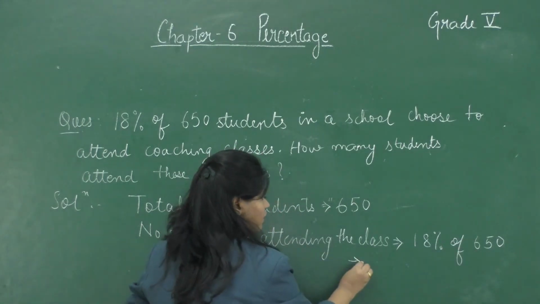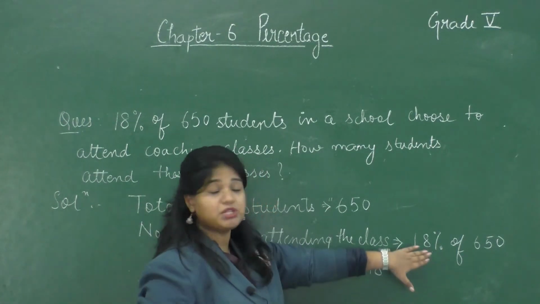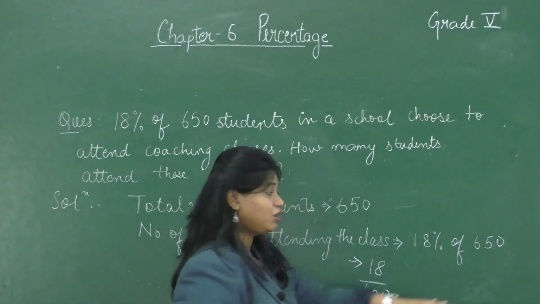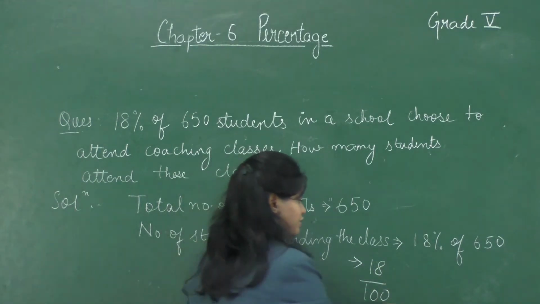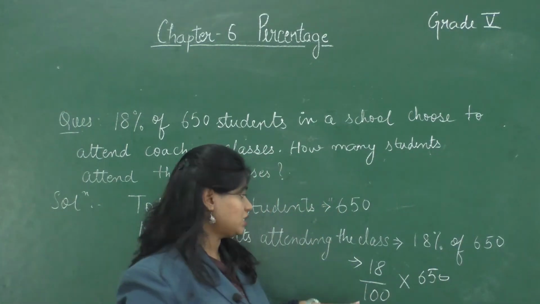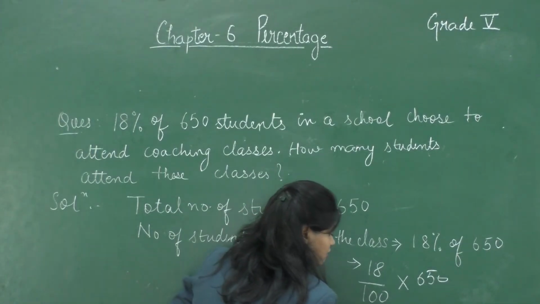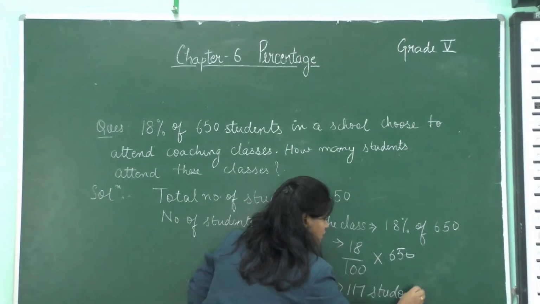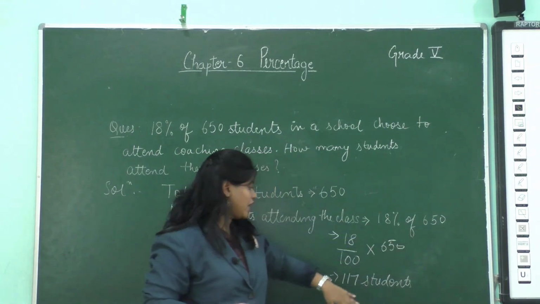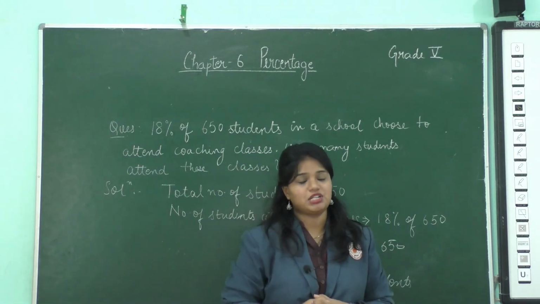Now 18% of 650 means first we will convert this percentage into fraction form. So it will be 18 by 100. Of becomes multiplication, and 650. When we solve this operation, we get the answer as 117 students. So we can say that 18% of 650 is 117. So 117 students attend the coaching classes.